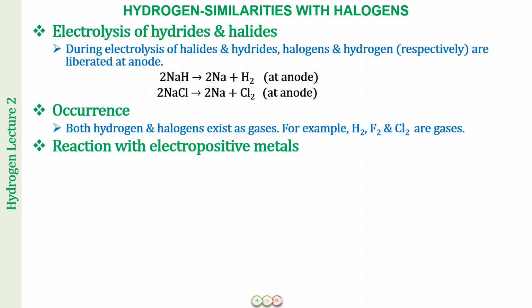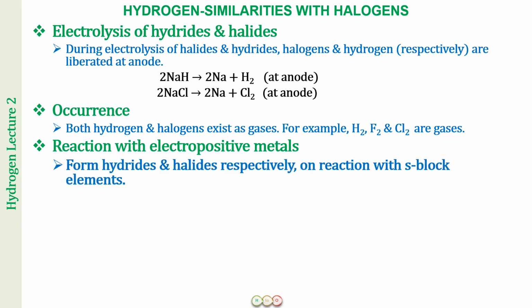Reaction with the electropositive elements, what we see is that when hydrogen and halogens combine with the S block elements, they form the corresponding hydrides and halides. For example, when sodium and hydrogen combine, it forms sodium hydride. And when sodium combines with chlorine, it is going to be sodium chloride. When it reacts with bromine, it is going to be sodium bromide, and so on.